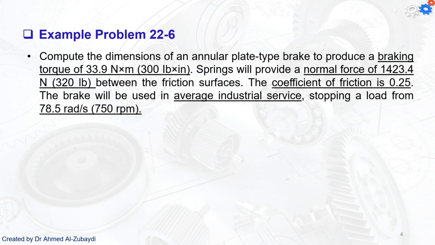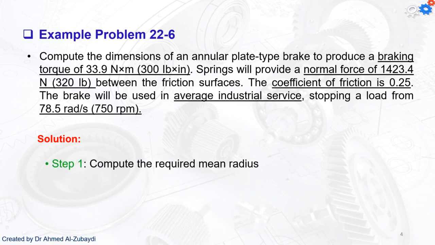So now we have everything. We just need to apply the procedure that we had before. The only thing we're going to have a problem with is suggesting the RO over RI value. So we start first by computing the required mean radius. Now I know the torque, I know the coefficient of friction, and I know the normal force. So I'm going to put that in my equation.